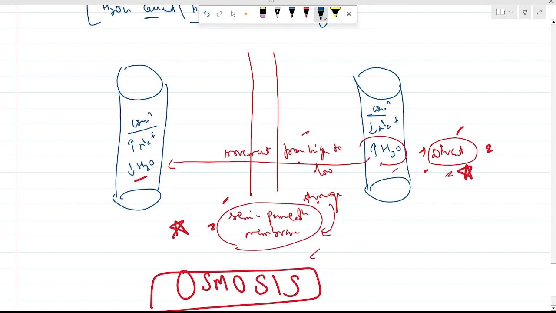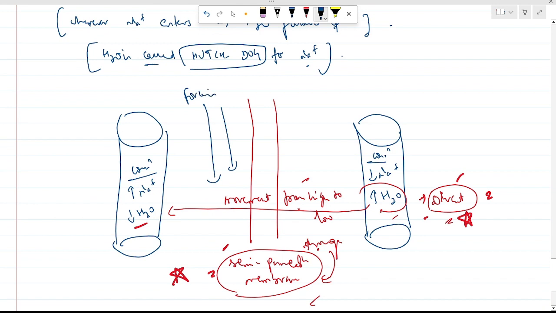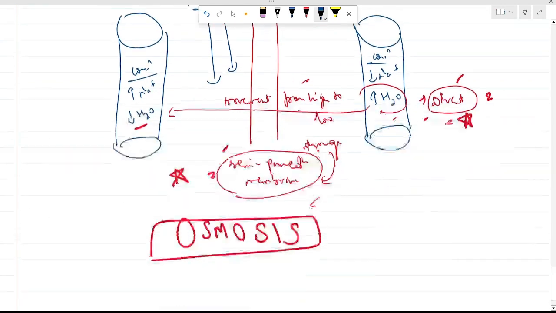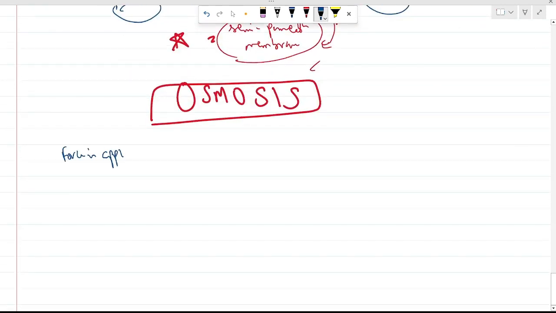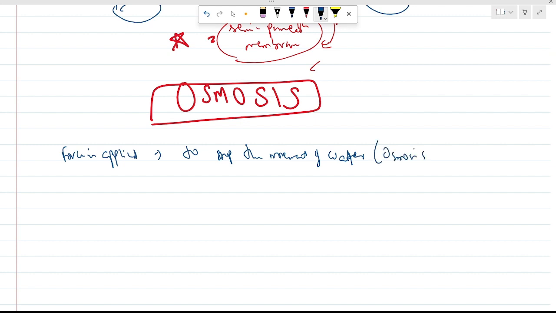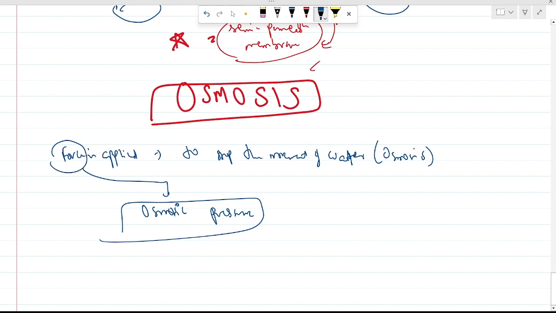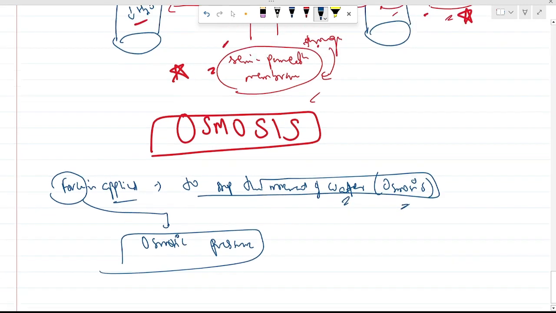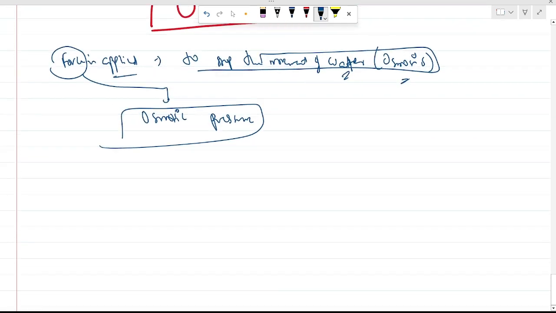Now we apply a force. What is this force applied? The force is applied to stop the movement of water, that is, to stop osmosis. This force is called osmotic pressure. An important concept, remember. So osmotic pressure is the force which is applied against the movement of water or any solvent, which is osmosis. Remember, only the solvent moves, not the solute, through the semi-permeable membrane. The force we apply to stop this movement of solvent is called the osmotic pressure.